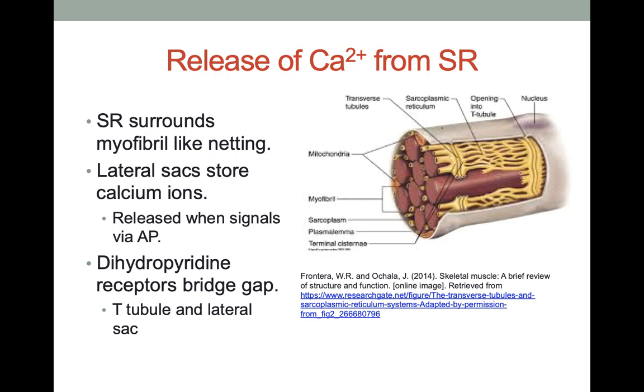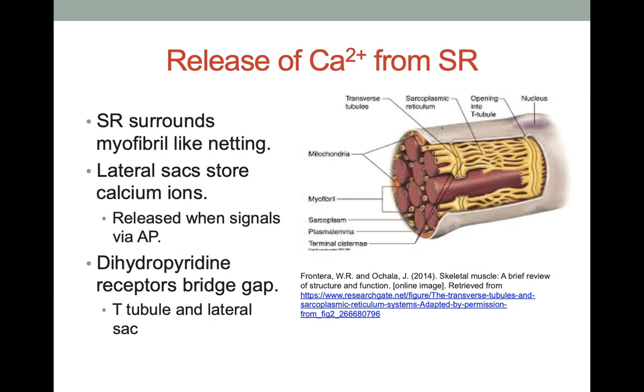Okay, so the sarcoplasmic reticulum surrounds the myofiber, like we said, like a netting. There are these lateral sacs at the ends of them that store calcium ions. So as the action potential travels through and reaches the sarcoplasmic reticulum, that triggers these lateral sacs to release the calcium ions. And when these calcium ions release, that triggers the muscle response, the contraction.